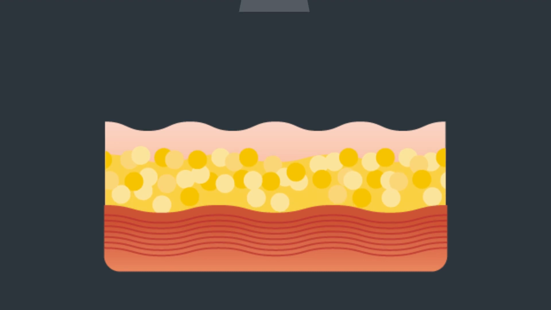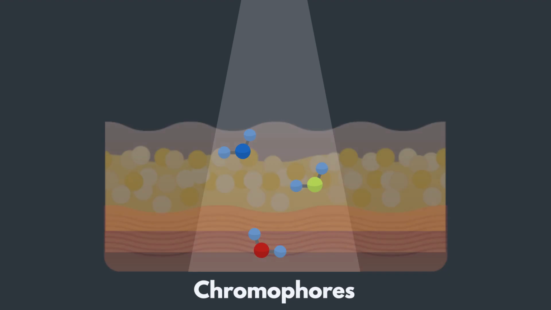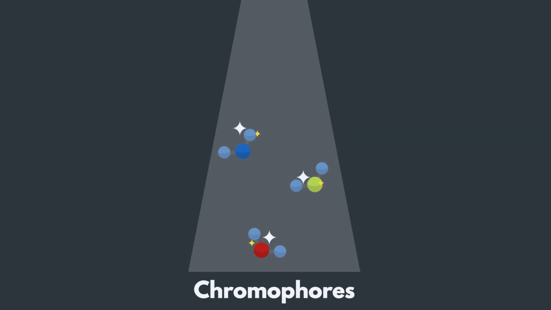Real tissue contains blood, lipids, and other substances that scatter and absorb light, called chromophores. A chromophore is just a fancy word to say a substance that absorbs and scatters light in a particular way. Light interacts with chromophores in different ways, depending on the color or wavelength.